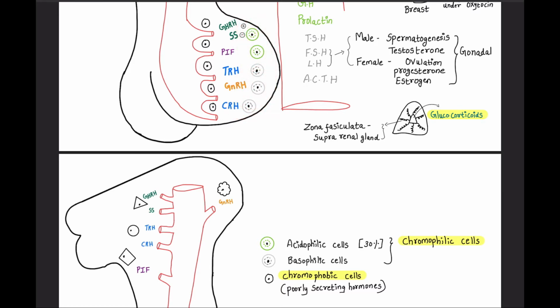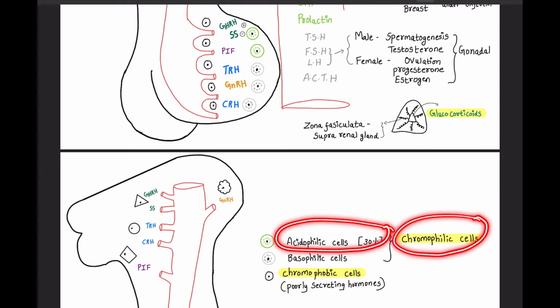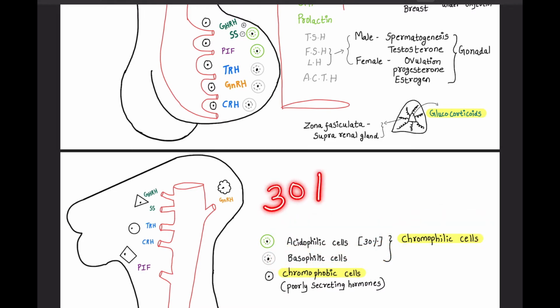In the chromophilic cells, that is in the matured cells, you have two types of families, that is acidophilic cells and basophilic cells. These chromophilic cells and chromophobic cells, that is matured and immature cells in the anterior pituitary gland, are 50% each in proportion. In chromophilic cells you have two types of cells, acidophilic cells and basophilic cells. Acidophilic cells are greater in proportion, that is 30%, and basophilic cells are 20%.